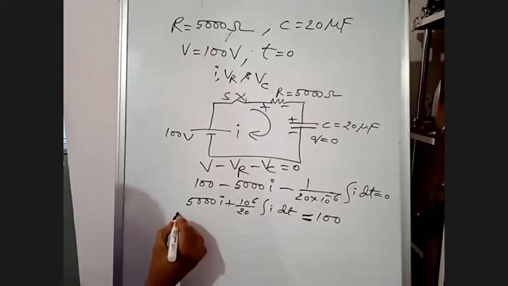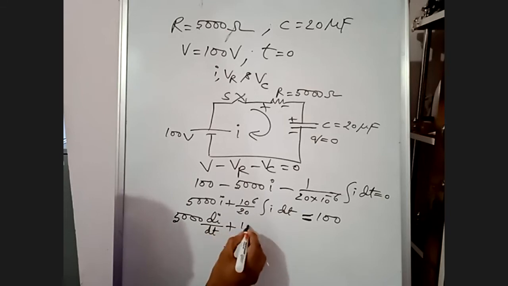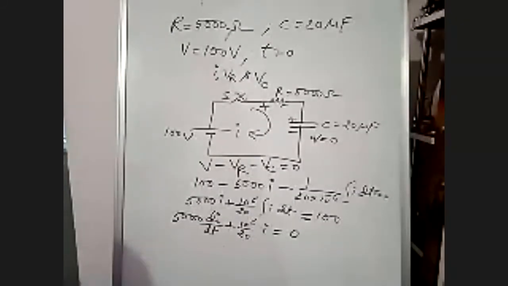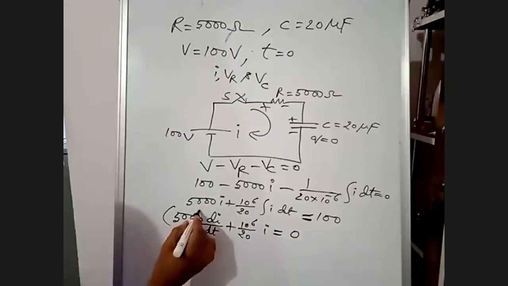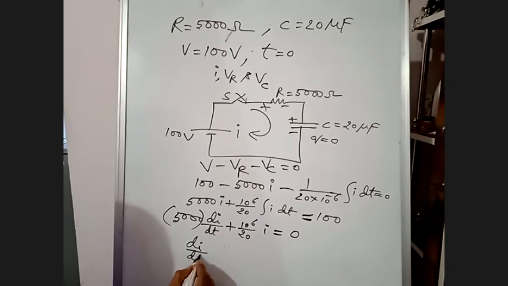That is 5000 di by dt plus 10 power 6 by 20 times I. What is the derivative of a constant? 0. Now make the coefficient of di by dt 1. Divide on both sides with 5000.